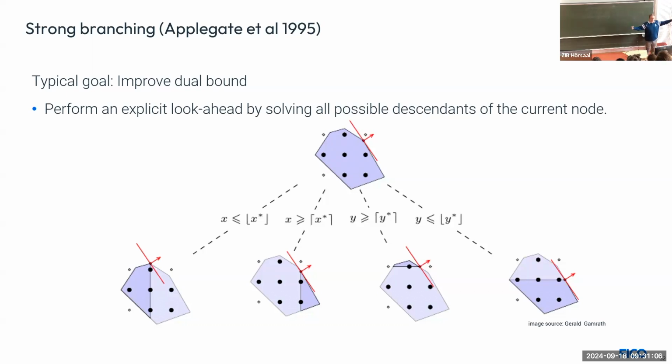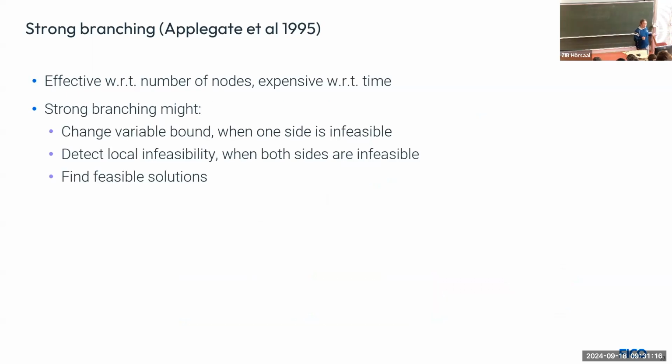Solve each of the LPs. You see this getting expensive already. And then select the best one, the one that improves the dual bound the most. Okay, so that's very effective with respect to the number of nodes. It's essentially the best branching rule if you just want to reduce the computational complexity of the search. But it's expensive with respect to time. You have to solve a lot of linear programs.